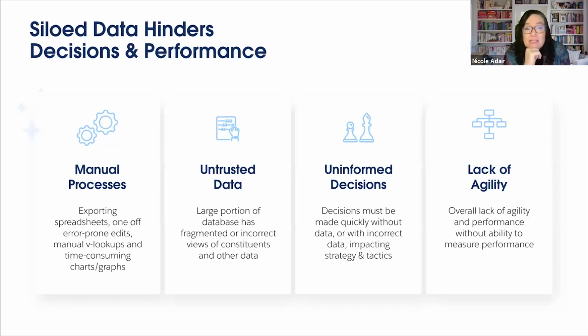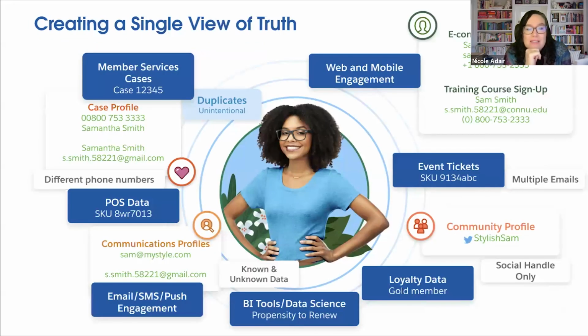So our solution for this, if you go on, is, and this is what this looks like for your constituent, right? So here we have Sam Smith. In some cases, like on our web platform, she's Samantha Smith. In our POS data, she's Sam. Her email address is different everywhere we look at her because we have all these competing systems.